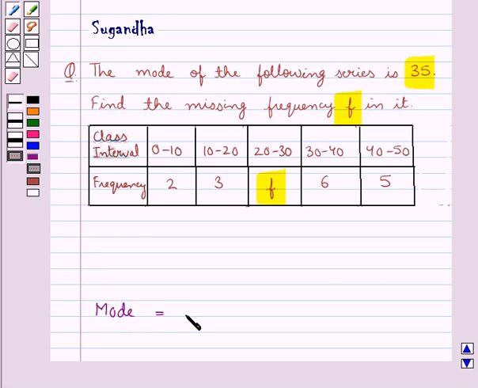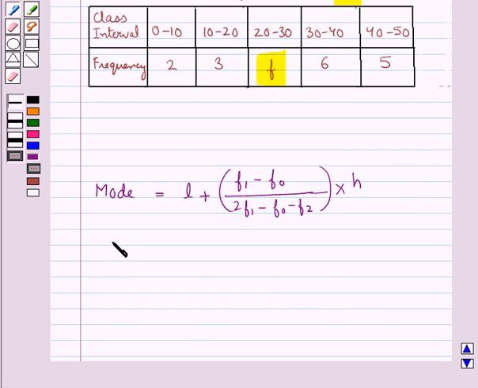Mode is equal to L plus (F1 minus F0) upon (2F1 minus F0 minus F2), and this whole multiplied by H. Now here this L is the lower limit of the modal class. H is the class size and we assume the class size to be equal.